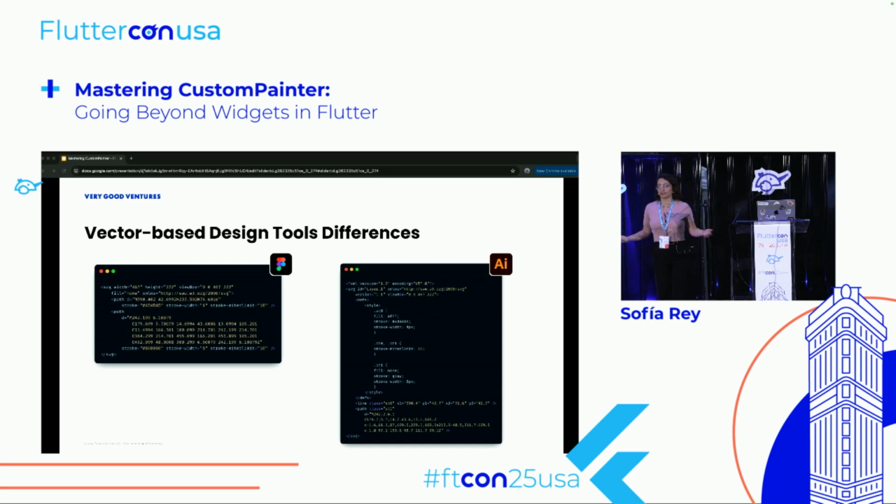And then there are also some other differences, like Figma will change the order in which you painted your points, and this could be a problem depending on what you want to do from Flutter when doing the translation, right?